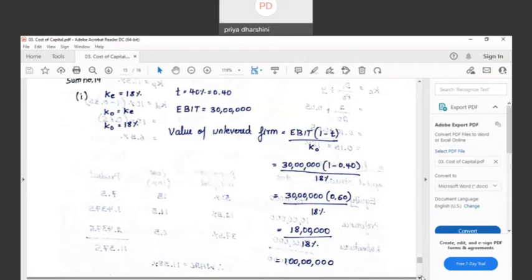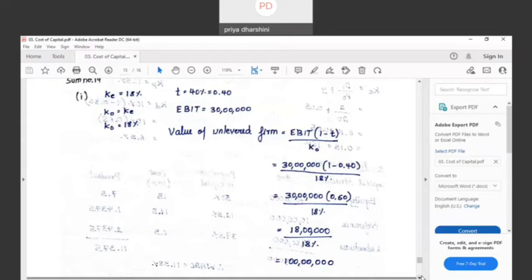What is Merry Limited? Merry Limited has earnings before interest and tax of 30 lakhs, with a 40% tax rate. Its required rate of return on equity in the absence of borrowings is 18%. In the absence of personal taxes, what is the value of the company in the MM world with no leverage, with 40 lakhs debt, and with 70 lakhs debt?